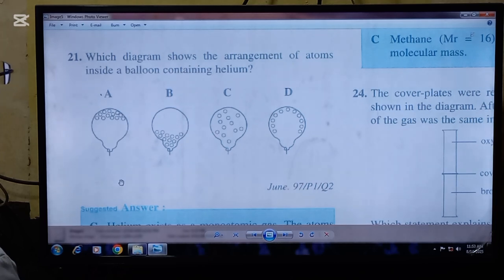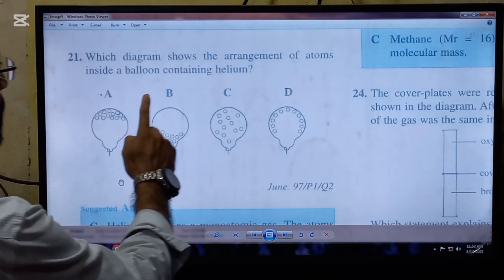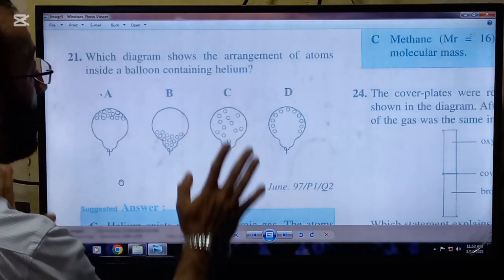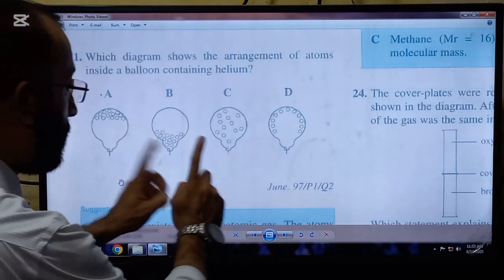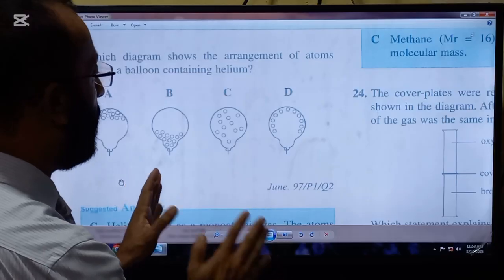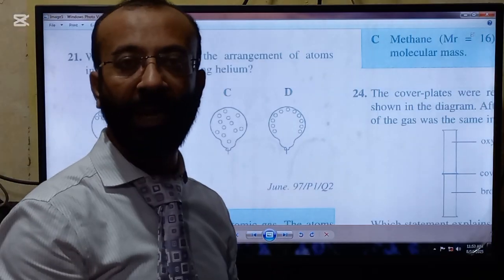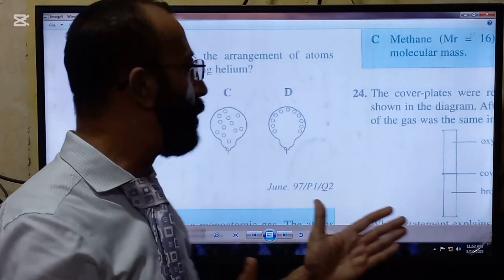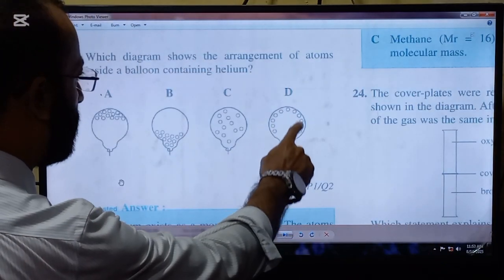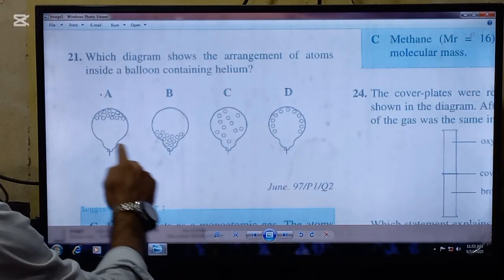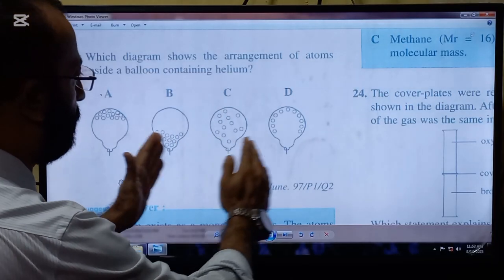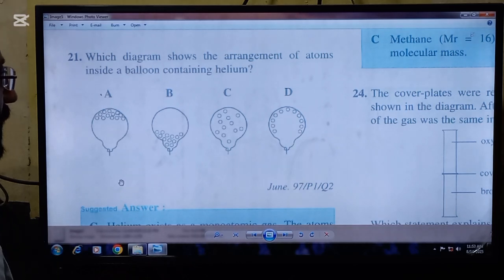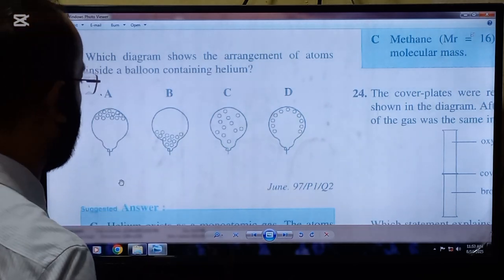Here is another question. The statement of the question is, which diagram shows the arrangement of the atoms inside a balloon containing helium? So C must be the answer, because helium is a monoatomic gas. That is, the molecules are further apart from each other. Here you can see the molecules are closer to each other. In C, the molecules are further apart from each other. So C must be the answer, because this is the feature of helium.